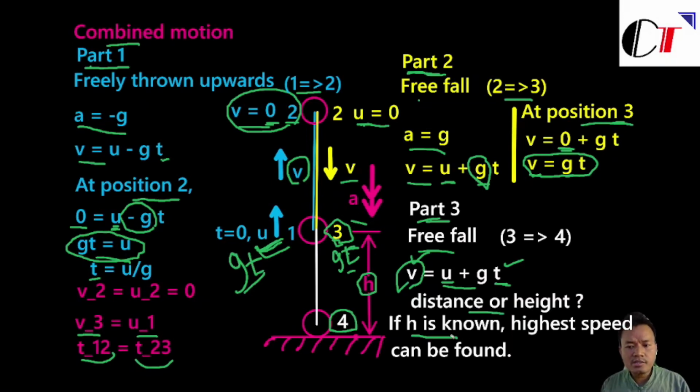If h is known, you can find the highest speed when it hits the ground, which means at position 4. For the time being, h is unknown and we cannot find it. We will look at this in the next video, how to relate v, u and the height. But for the time being, I hope you understand this combined motion. We will just focus on position 1 to 3, and I hope you have already understood that kind of combined motion. Now let's look at some numerical values.